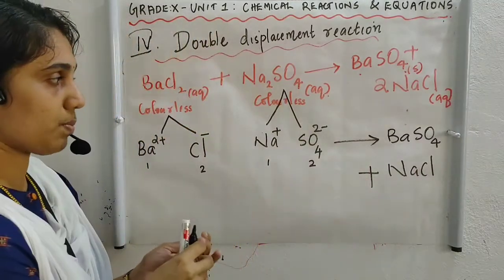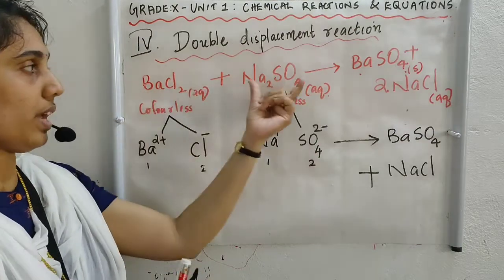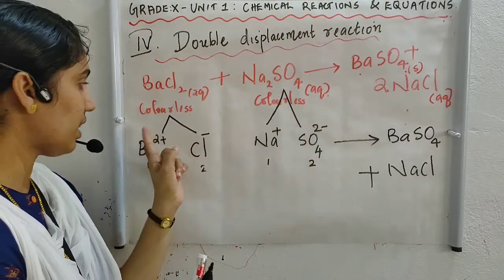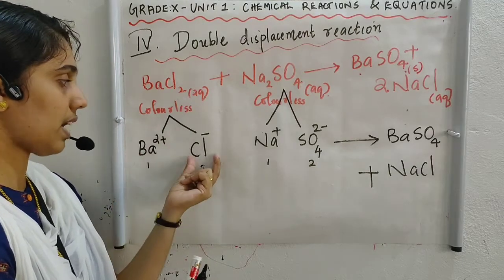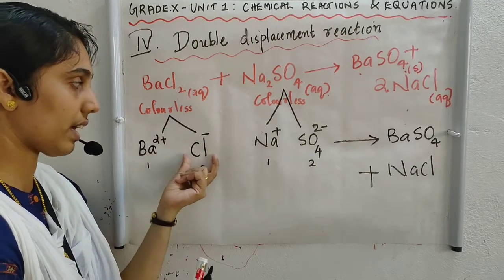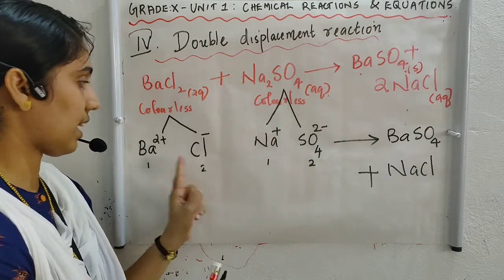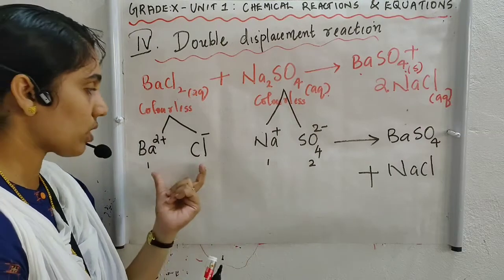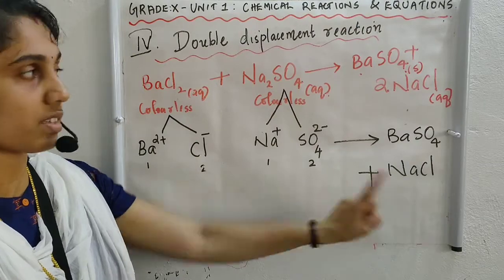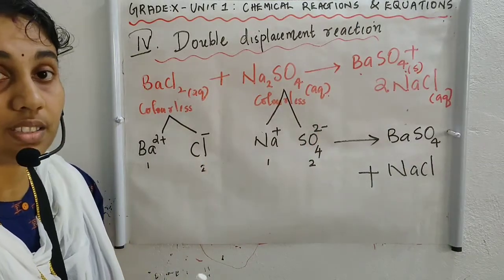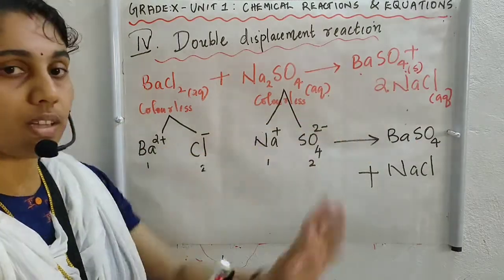So this is a double displacement reaction. BaCl2 and Na2SO4 are ionic compounds, and they exchange their ions. The barium's anion, chlorine, exchanges and combines with another anion. That means the cations exchange their anions, or two ionic compounds exchange their ions to form new products. That type of reaction we call a double displacement reaction. So the products here are BaSO4 plus 2NaCl.